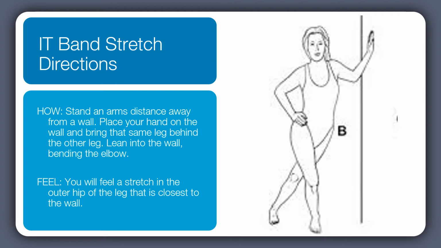Next is the IT band stretch. So find a wall or something that you can lean on, standing next to the wall, and then extend the leg closest to the wall back behind you, pretty much as far as it'll go, maybe 1 to 2 feet, and then gently lean towards the wall, leaning that hip into the wall until you feel a stretch on the outside of the hip. That's where the IT band is located.